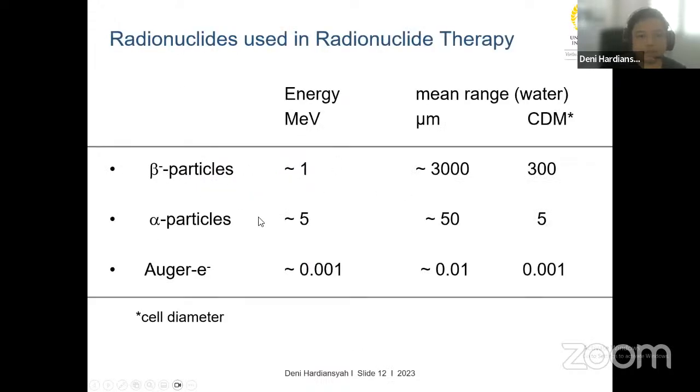And then this is the information about the energy and also the mean range of the movement for all of this radiation. So for the beta particles, the energy is around 1 mega electron volt, the alpha is around 5, and the Auger electron is around 0.001. So you can imagine if we have a heavier particle, then of course the energy is higher, and also the mean range is shorter.